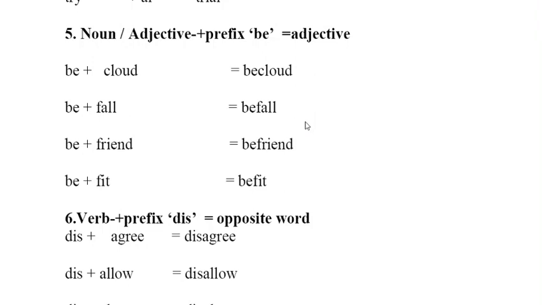Number 5: noun or adjective, then prefix be and it becomes a verb. Like be plus cloud, becloud. Be plus fall, befall. Be plus friend, befriend. Be plus fit, befit. So with a noun and adjective, if you add the prefix with this, then it becomes a verb.